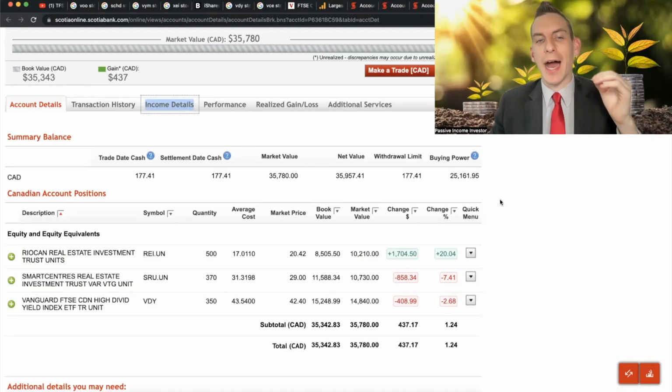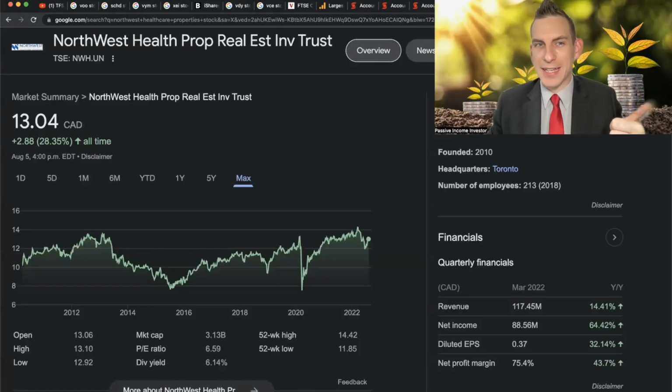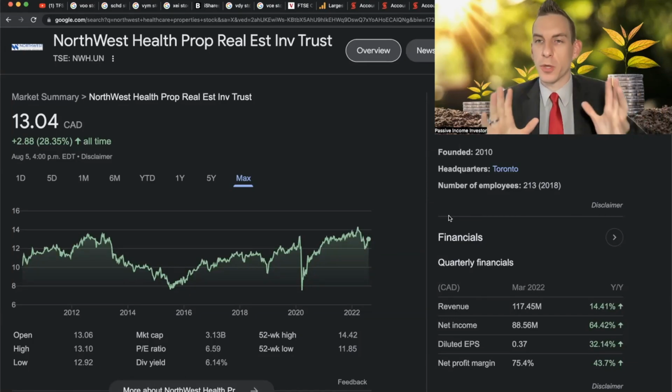So if that works out that way, I am looking primarily at adding RioCan, Smart Centers, selling down VDY. I want to add Northwest Health Properties. It's kind of the first one on my list here because I really like the super high yield, but I have to be a little cautious because this Northwest Health Properties REIT is globally diversified.